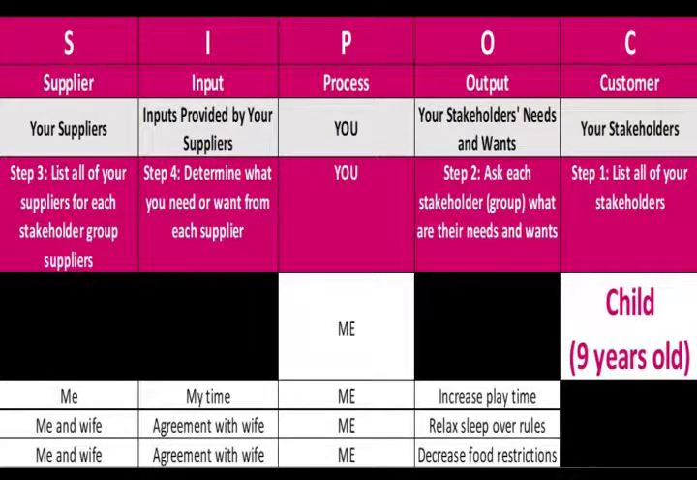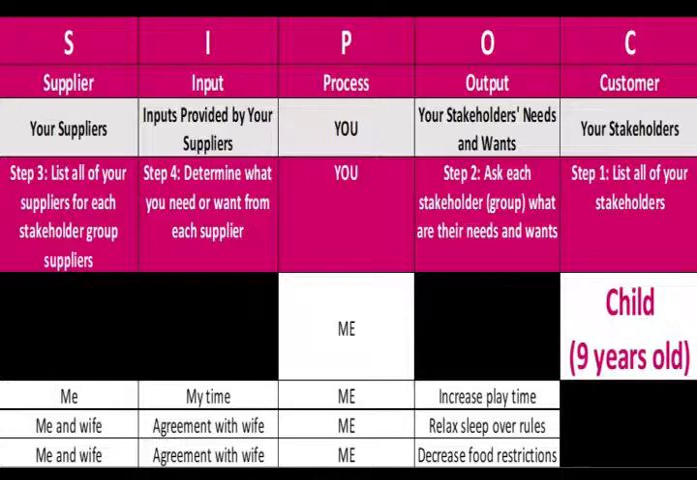was for my daughter when she was 9 years old. Okay, and I asked her, Allie, what would you like from me? All right, and that's step 2. And she said, well, I'd like to be able to play with you more. And she said, I'd like you to relax sleepover rules so I could have more sleepovers. And she said, and I'd like you to stop telling me what to eat. All right. Not that I ever thought I was a food Nazi, but apparently I was to her.